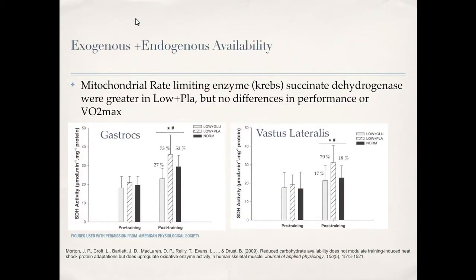Here's what I want you to notice. So this right here is the low carbohydrate, or the low endogenous plus carbohydrates during. This group is the low carbohydrate plus placebo, so low endogenous, low exogenous. Here we have the normal group, and again, they're training with high carbohydrate availability every session.